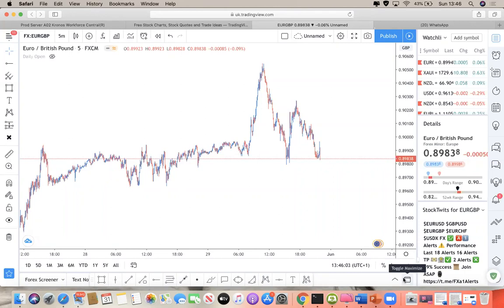I see institutional candlestick and selling, and below institutional candlestick, I see when buying. Okay, so that's it.